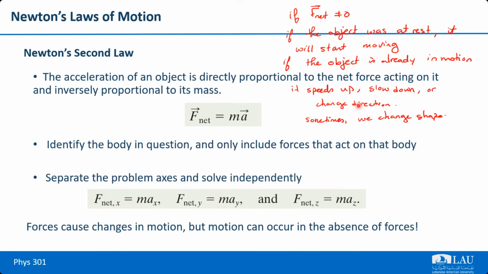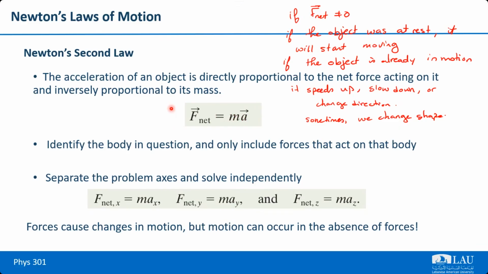I'll give this some math. The acceleration of the object will be directly proportional to the net force acting on it. If I have a stronger net force, the object will move faster and it will accelerate faster. So the acceleration is directly proportional to the net force. F net is equal to m times a. m is the mass of the object and a is the acceleration. This equation is Newton's second law.